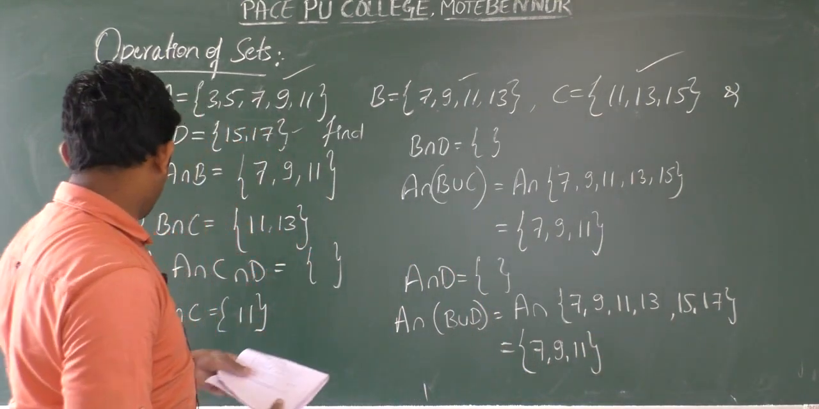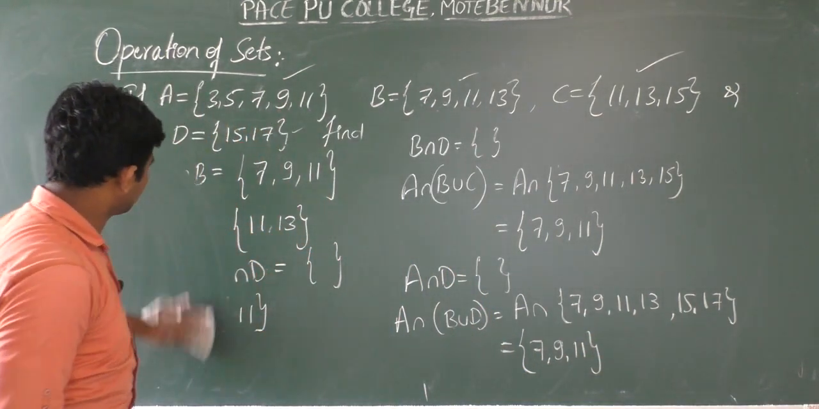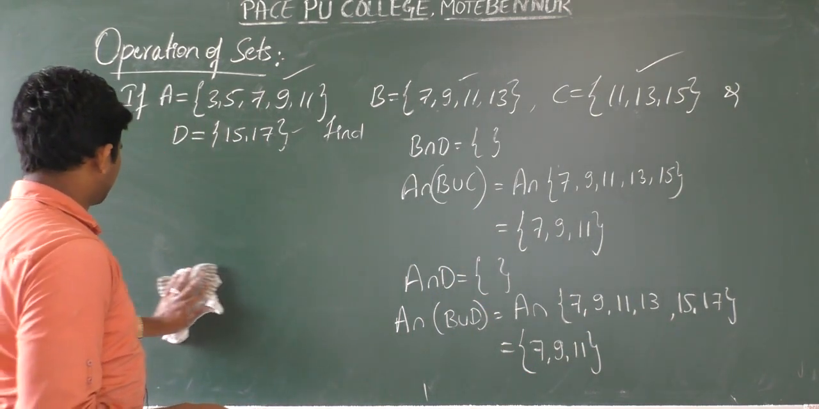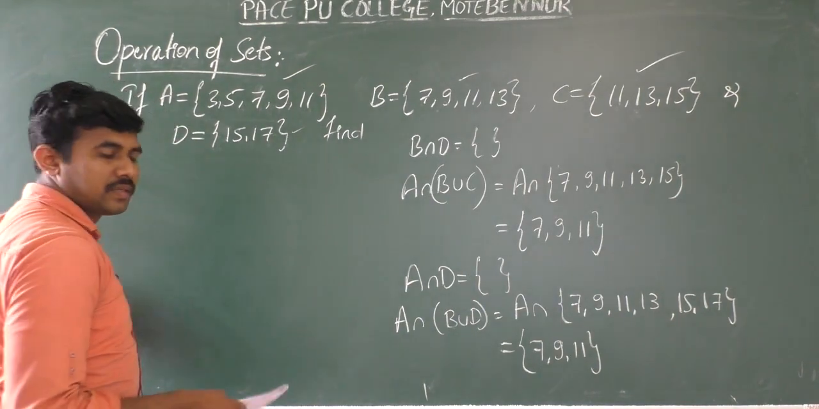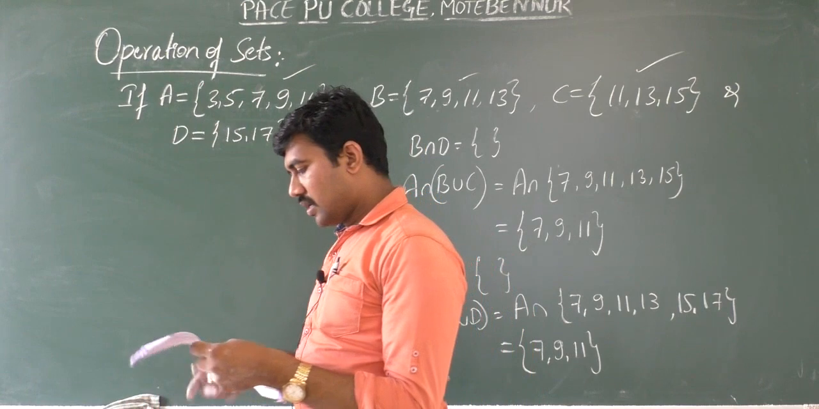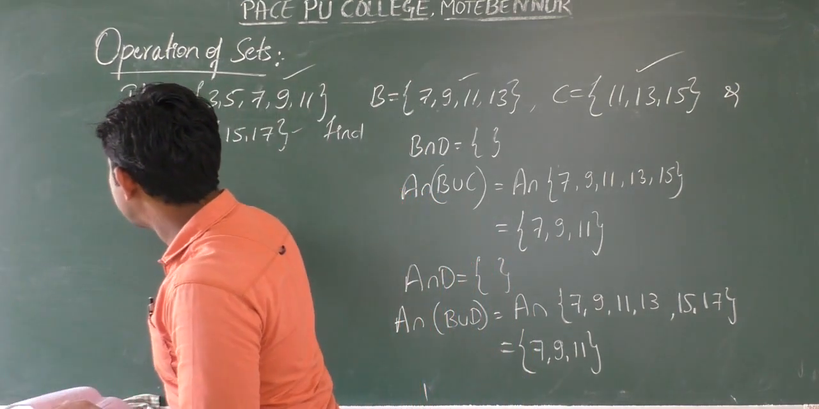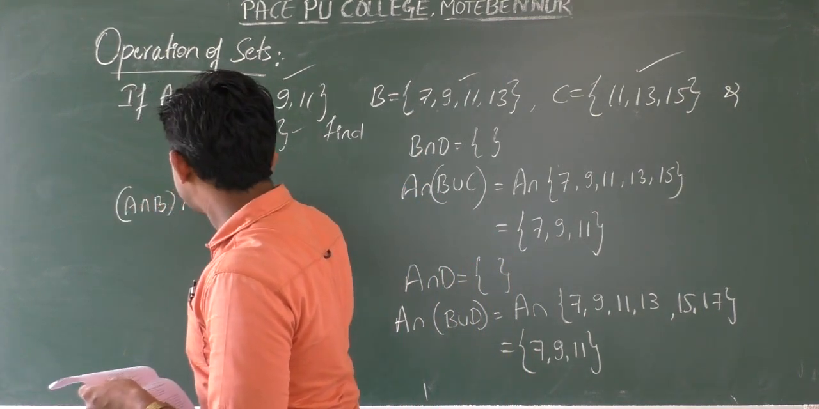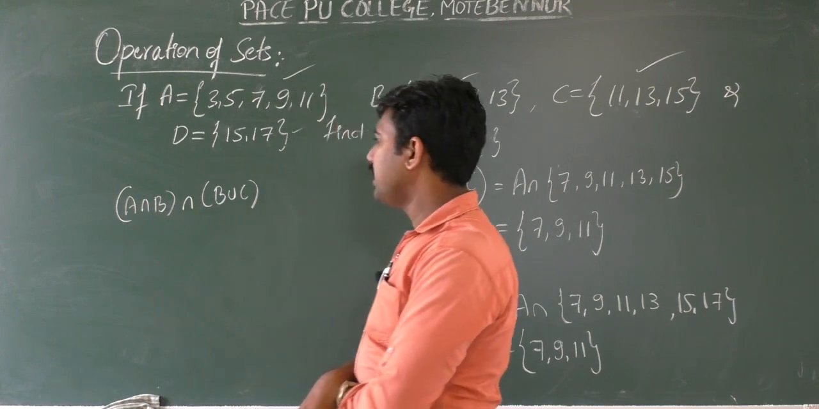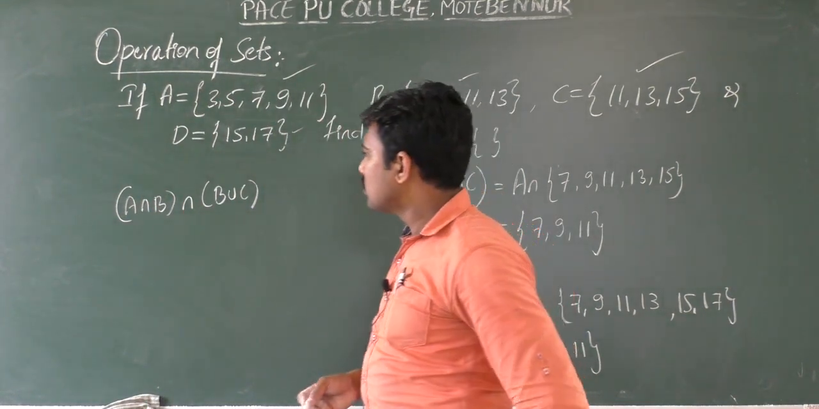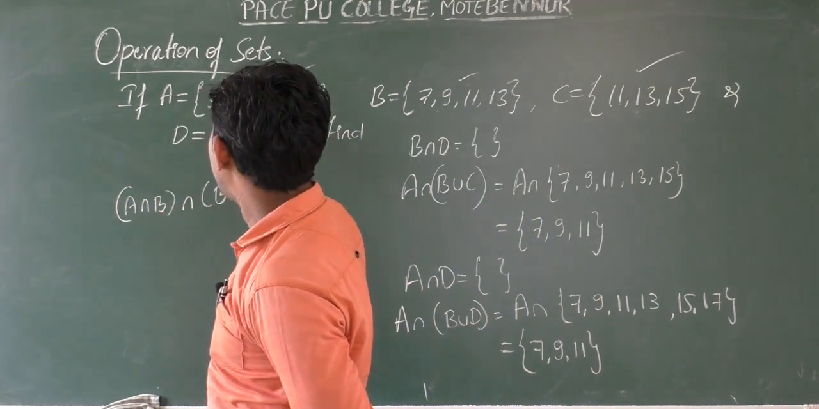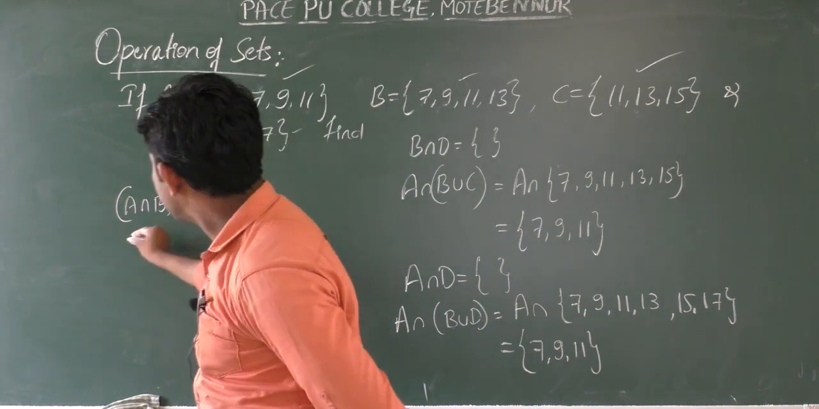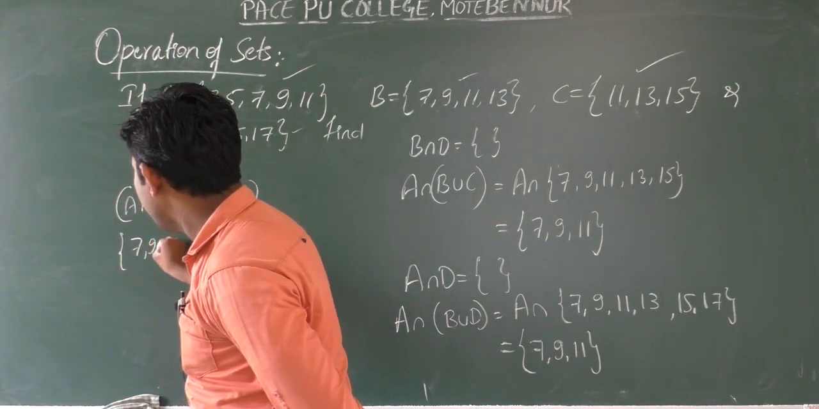Okay, now go to the next question. The next question is A intersection B, intersection B union C. Here, first find A intersection B, common in A and B, which is 7, 9, 11. So this set is nothing but 7, 9, 11.